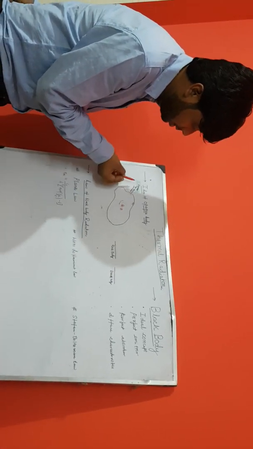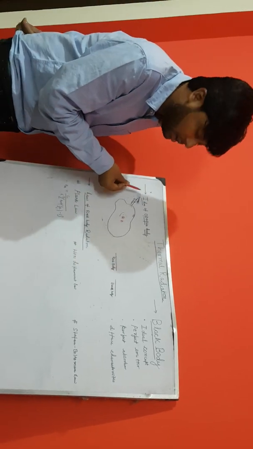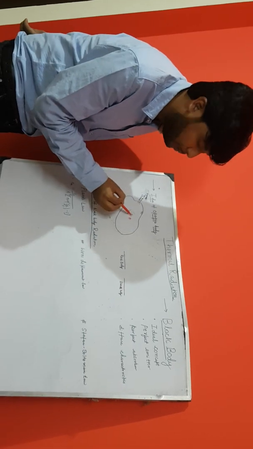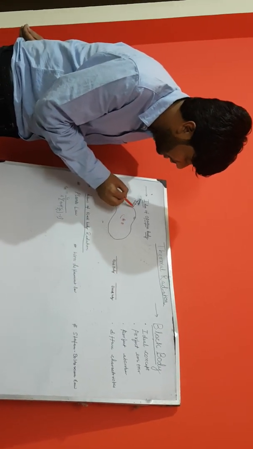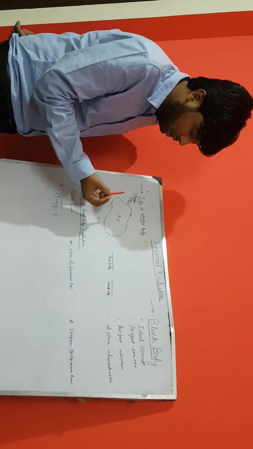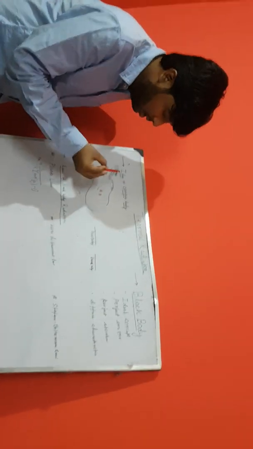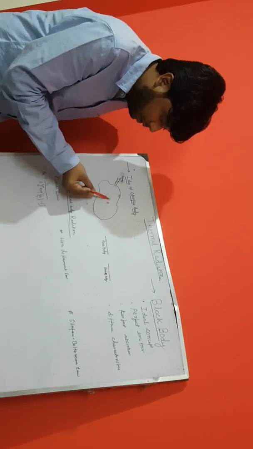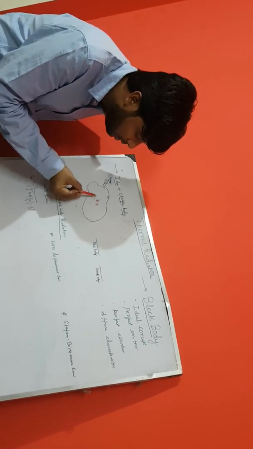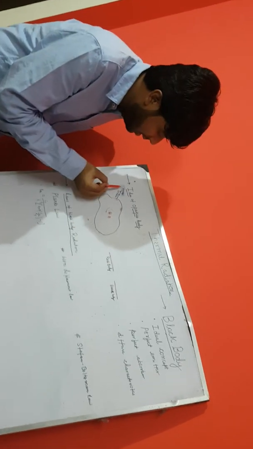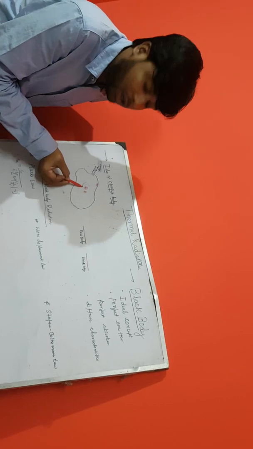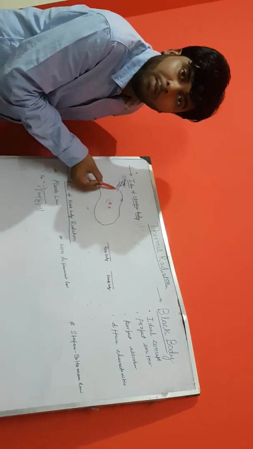One more thing: if any energy is incident on this surface, it does not go deeper, it is absorbed by the surface atom only. So the two things to keep in mind are that the energy emitted by this atom does not reach the surface because it is absorbed by the nearby atom, and the energy incident on this surface does not go inside because it is absorbed by the surface atom only.